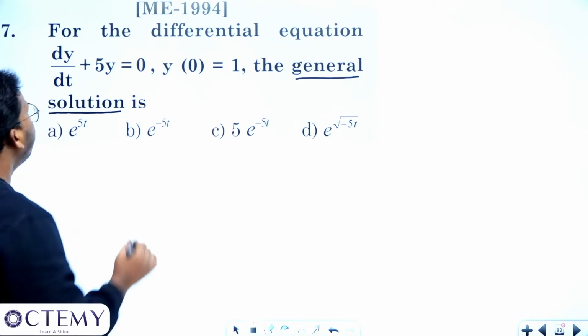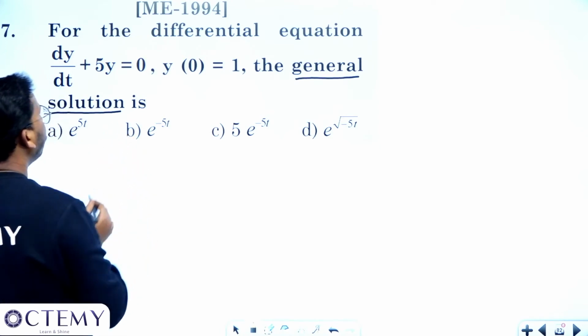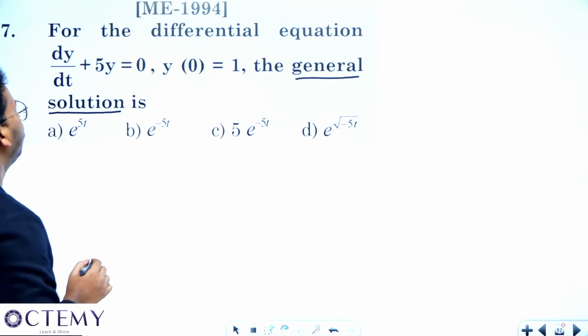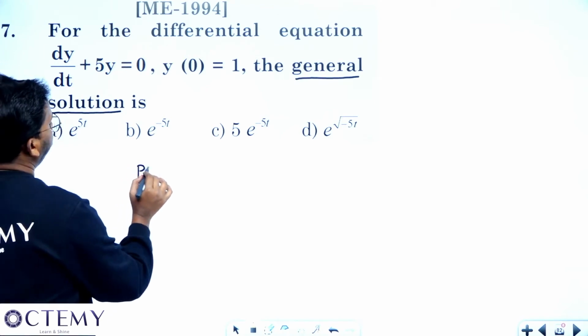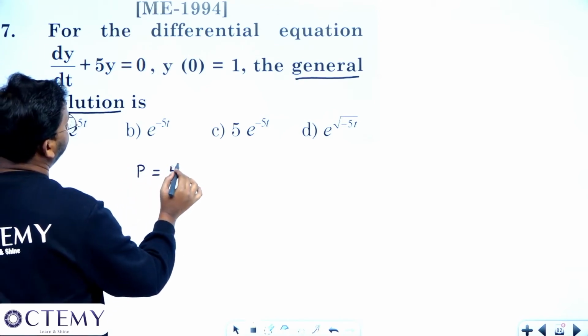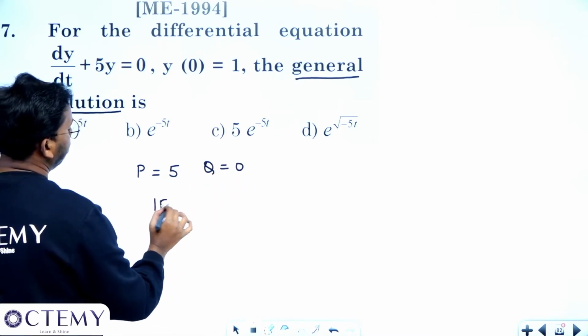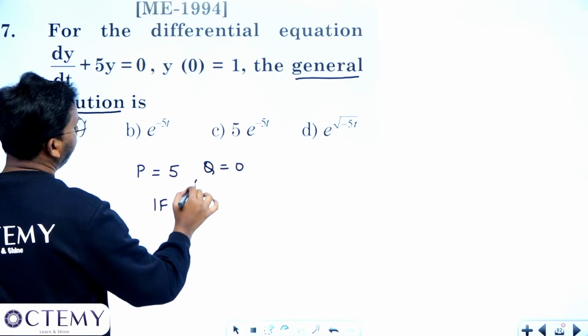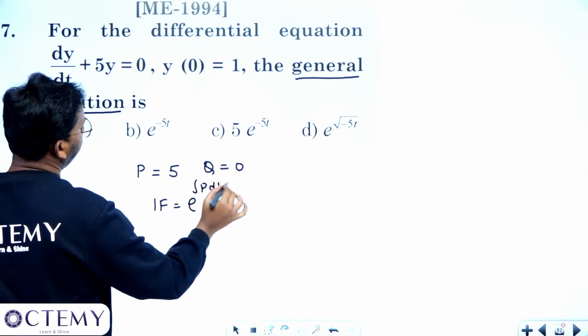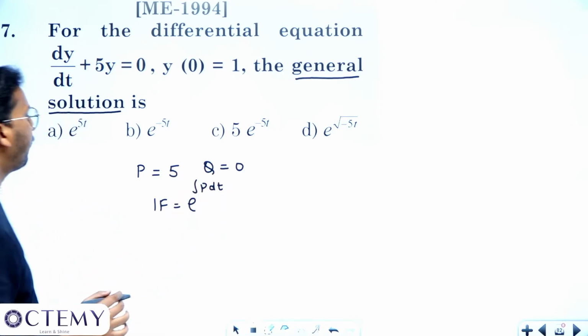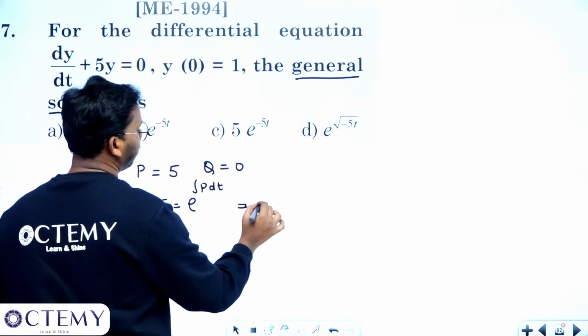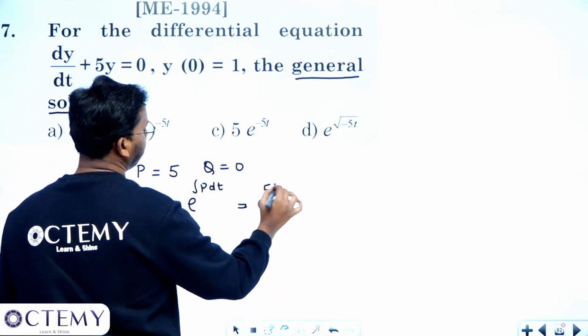So see, you can apply your Leibniz also. If you apply your Leibniz, what will be P? That will become pi. What will be Q? The Q will be 0. What will be the integrating factor? E power integral P dt, not dx, because it is dy by dt. So it will become e power pi t, right?